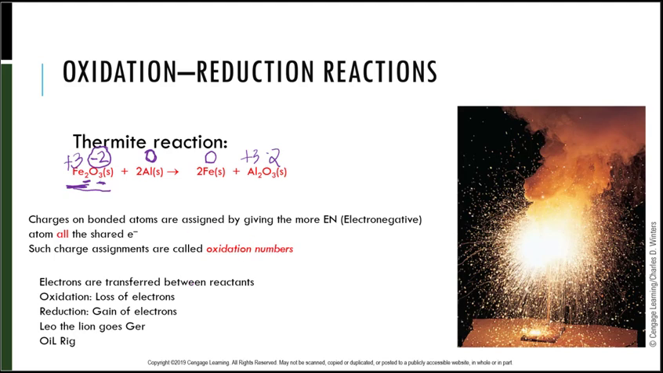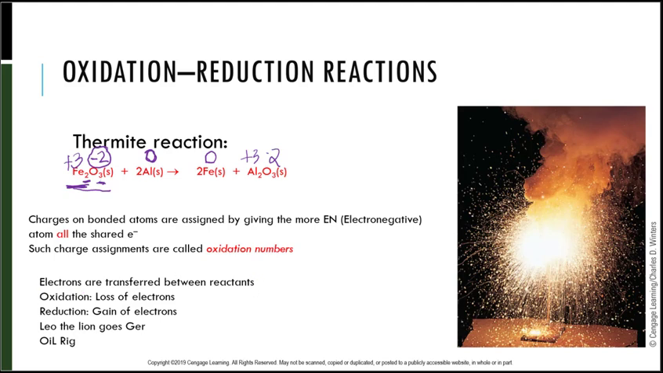Okay, now let's look at what's happening. Charges on bonded atoms are assigned by giving the more electronegative atom all the shared electrons, and these charge assignments are called oxidation numbers. Electrons are transferred between reactants.